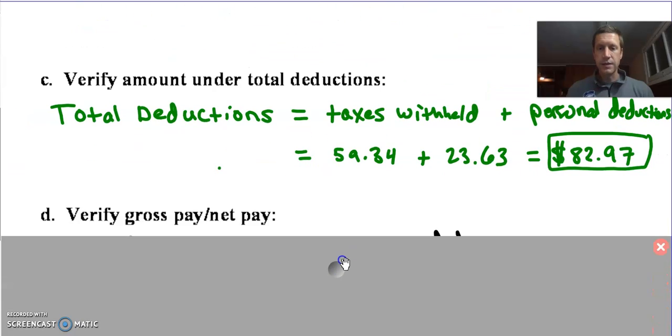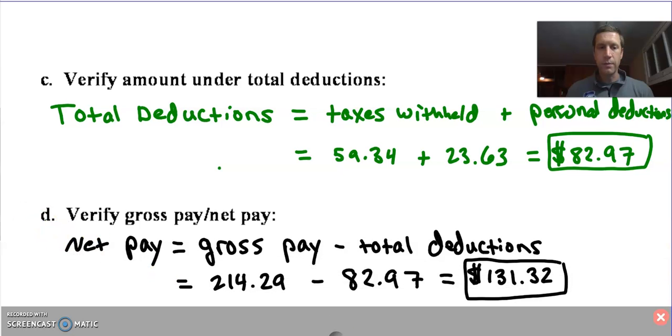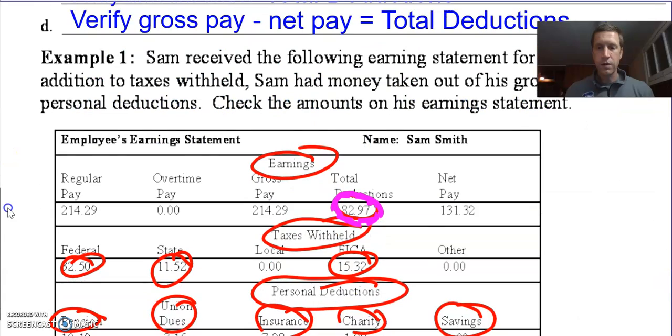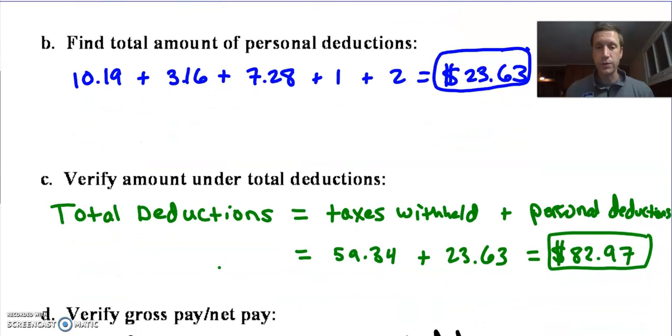And then the last step, let's verify our gross pay and net pay. So our net pay should be the gross pay minus what's deducted out, right? The total pay minus what they're taking out. And I get $131.32, and that's what I got from the calculation. So looks like this makes sense. They paid us exactly what they were supposed to.